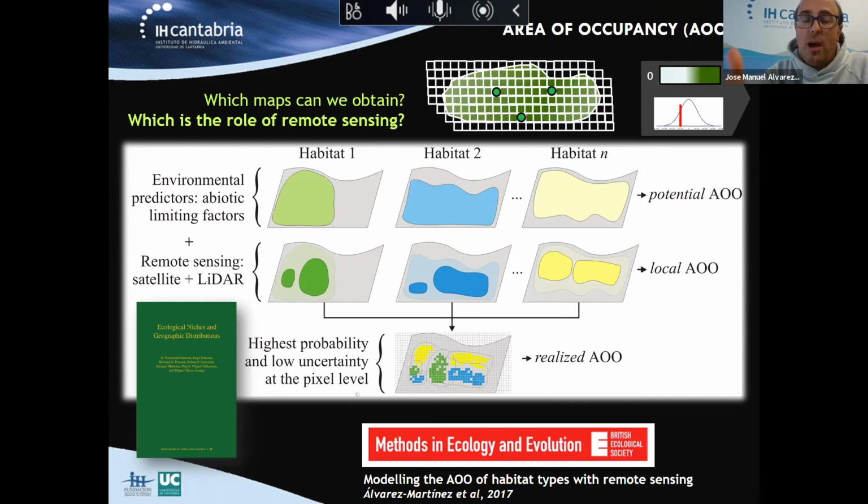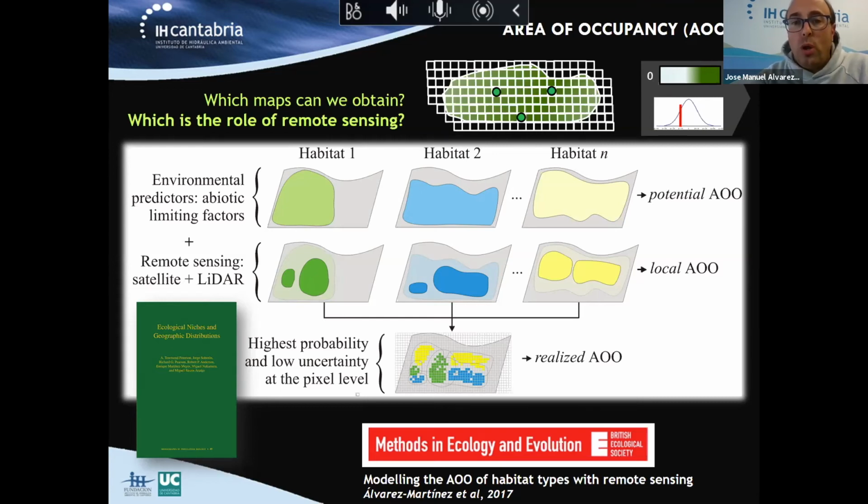So when we model each habitat, only one habitat, by combining environmental limiting factors and remote sensing, we create what we call the local area of occupancy. It's like the real distribution of that habitat across the territory, but the real distribution of that habitat in all its conservation statuses. I mean, for example, imagine a beech forest, and in the upper part you can see a dark green color and a light green color. That's what I mean, more or less. So we have areas where that beech forest is very well preserved, in a very good conservation status, and areas where the habitat type is not in good conservation status. But anyway, the habitat is there, okay?